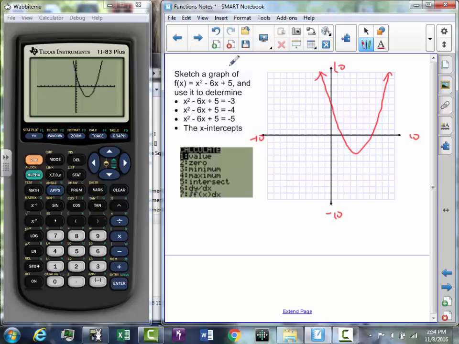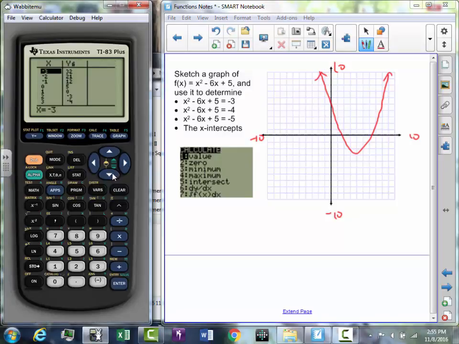Alright, if I want to see where this thing equals negative 3, here's a couple options I have. I could go to my table and try to figure out whether this thing ever equals negative 3. Hey, look. I found that it equaled negative 3. It equaled negative 3 twice, though.